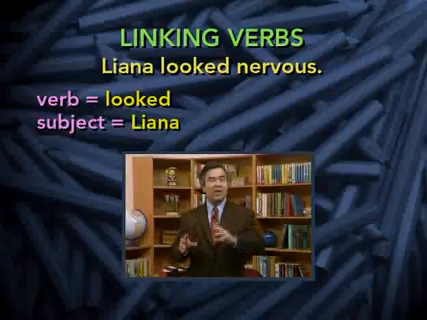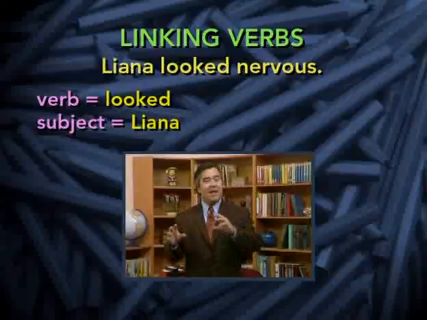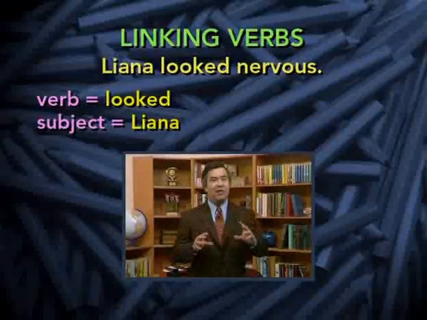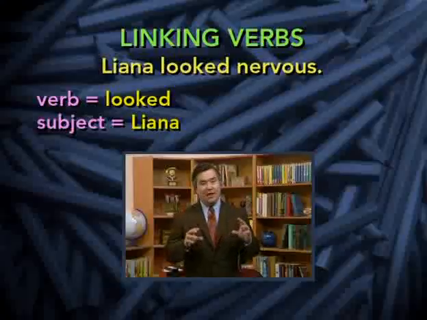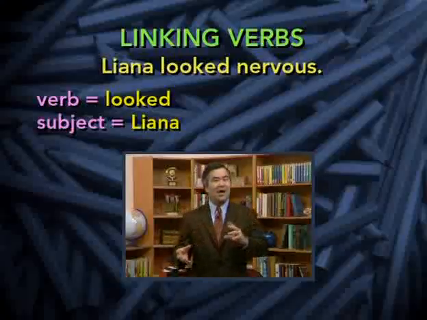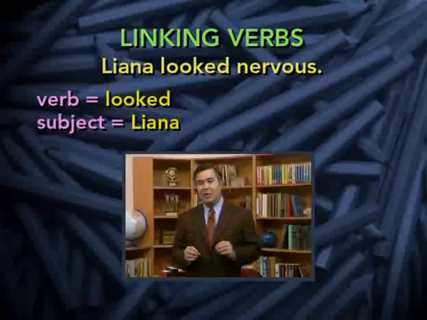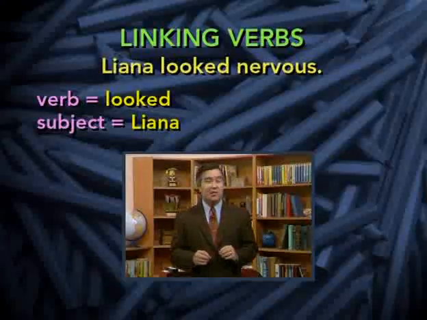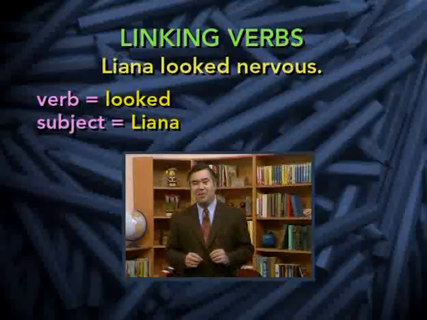So the verb looked is being used as a linking verb in a way that's similar to the way the verb to be is used. We're being told that Leanna and nervous are linked or equated in some way. And that's why looked is being used in this sentence as a linking verb.